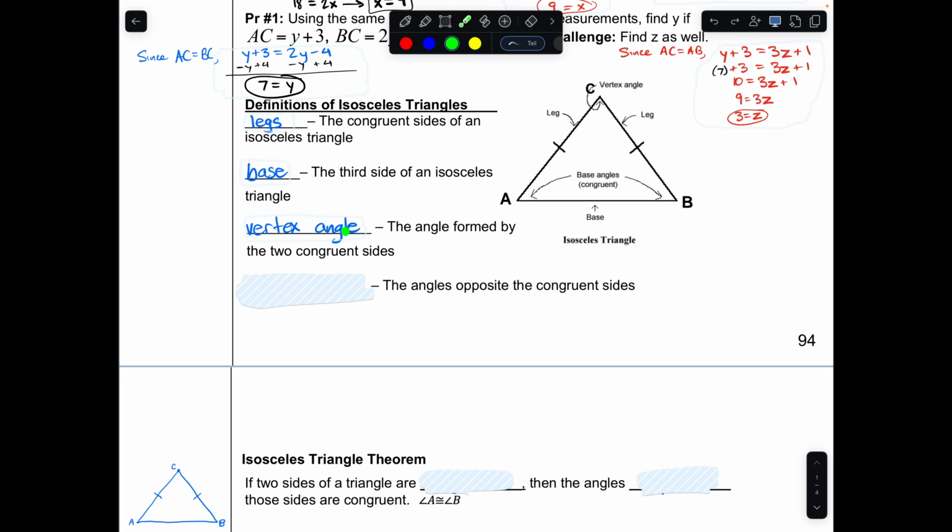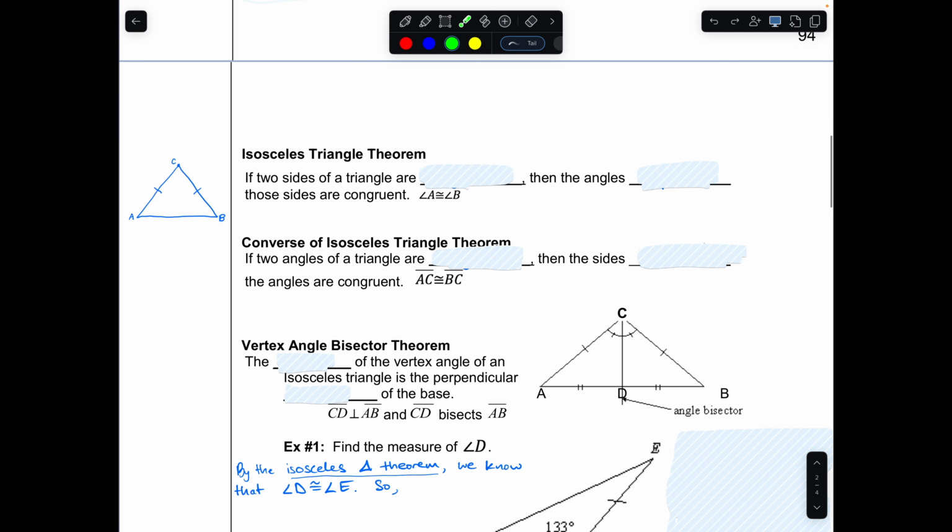And then the angle that's connecting the two legs, that's called the vertex angle. And then the other two angles are called base angles. And it just so happens that base angles of an isosceles triangle must be congruent.